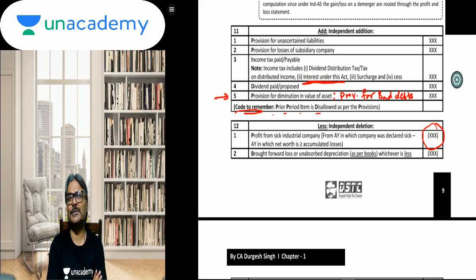But the government played a game, students. And what is the game that the government played? They allowed the deduction, but only in respect of one.